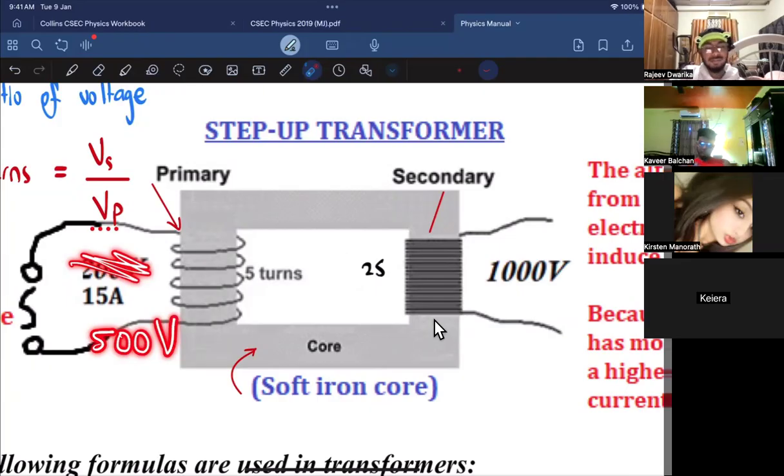Justin, you could try too. Kirsten, you could try as well. What will be the new number of turns in the secondary? Justin, you think you know? Justin, you're confused as well. Trying to figure it out.